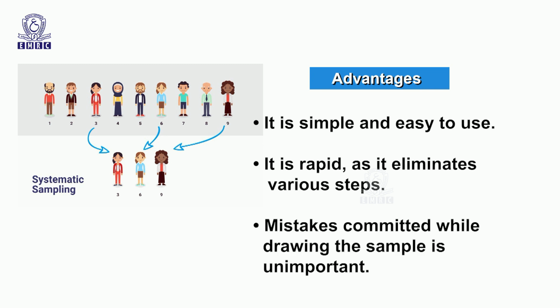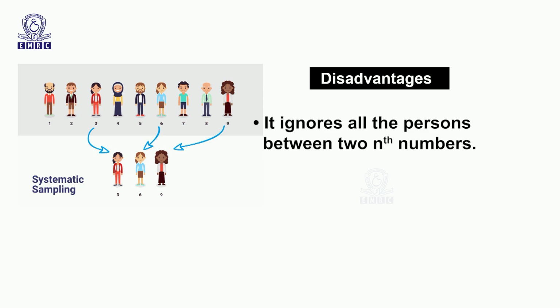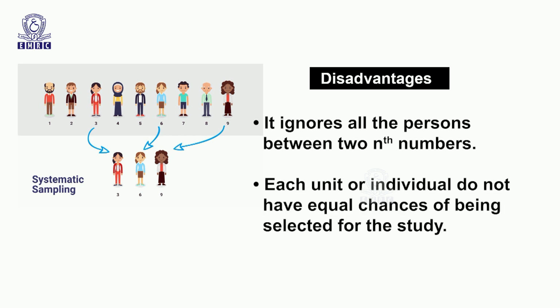Mistakes committed while drawing the sample are unimportant. Now let us discuss the disadvantages of systematic sampling. It ignores all the persons between 2n numbers. Each unit or individual does not have an equal chance of being selected for the study.